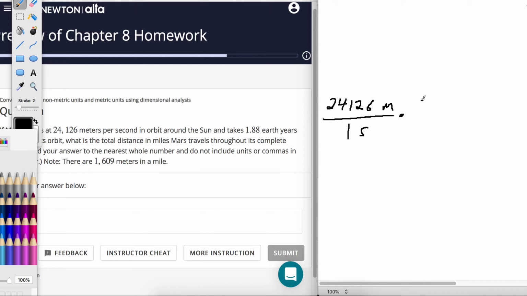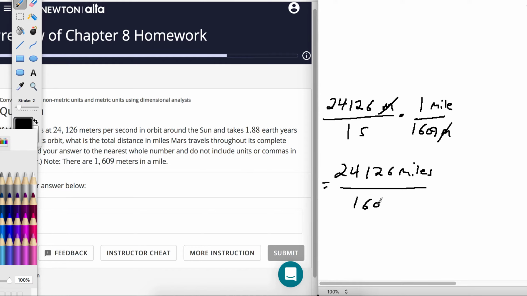So we're going to use the fact that there's 1 mile per 1,609 meters. Again, meters goes on bottom. That way your units cross cancel, like numbers typically do with fractions. If you put meters on top, then you're going to have meters squared over 1 second mile, and then those units are getting all jumbled up. Okay, so we converted Mars's velocity. It's 24,126 miles per 1,609 seconds.